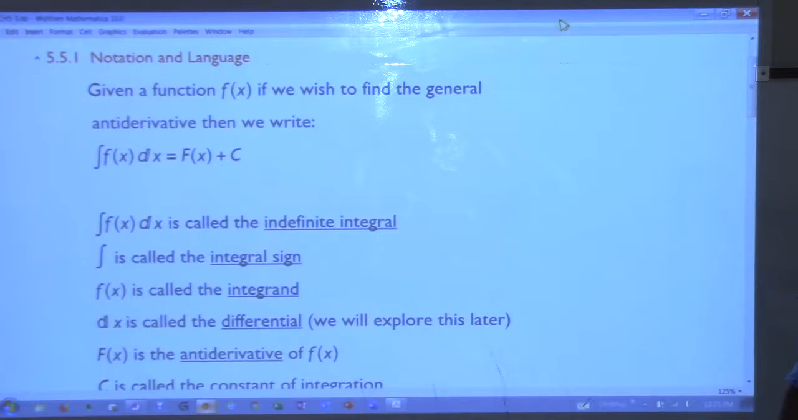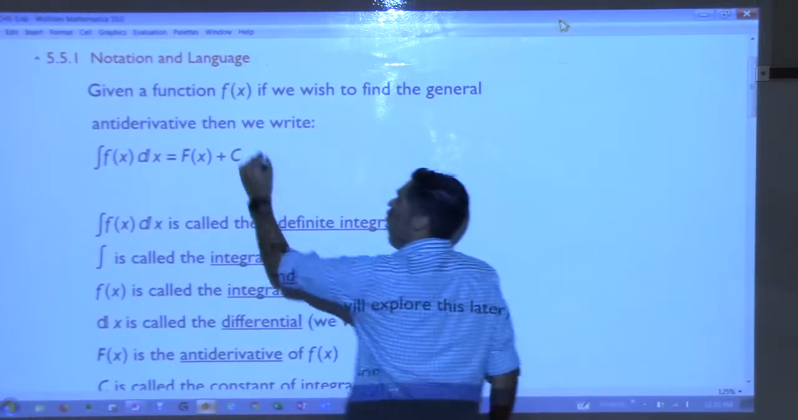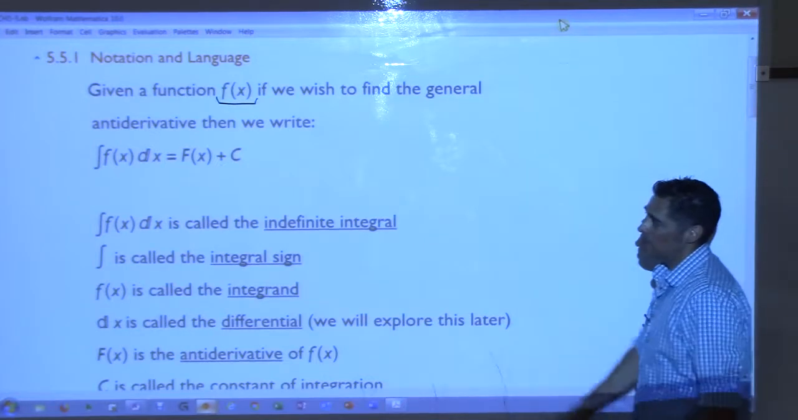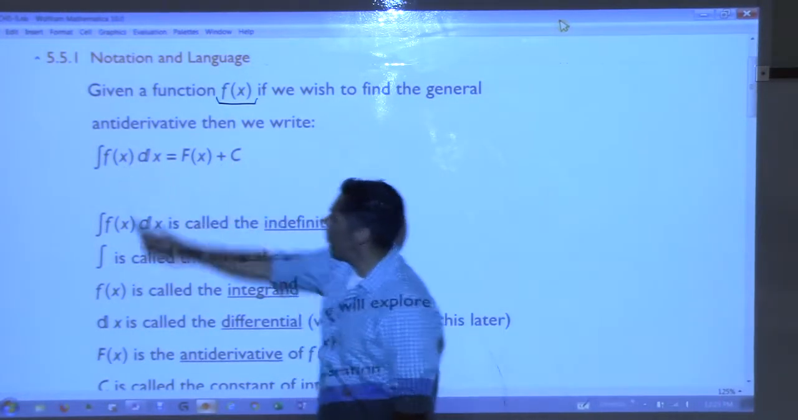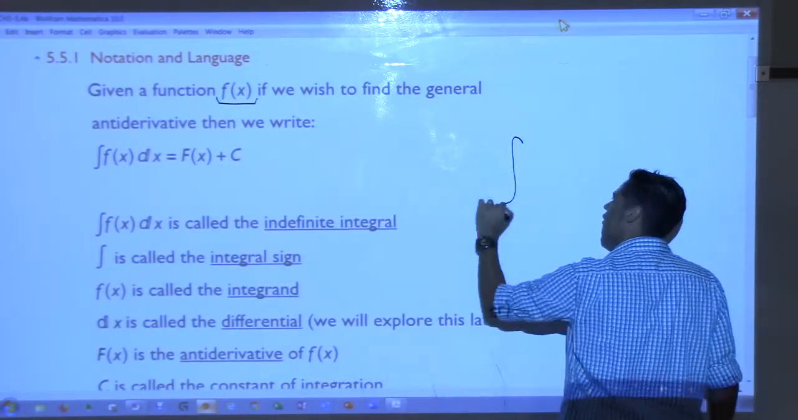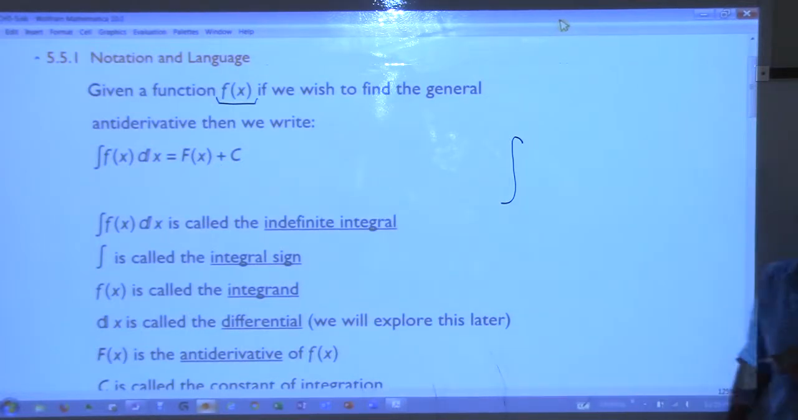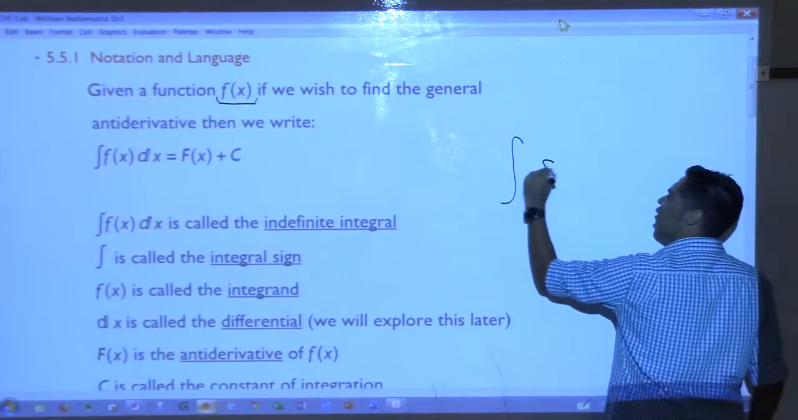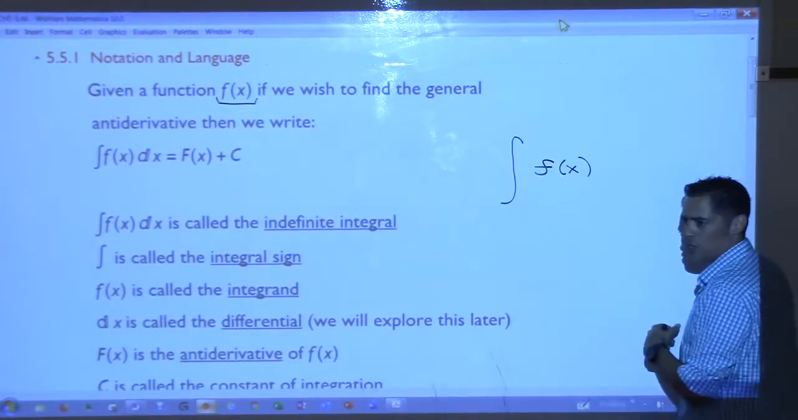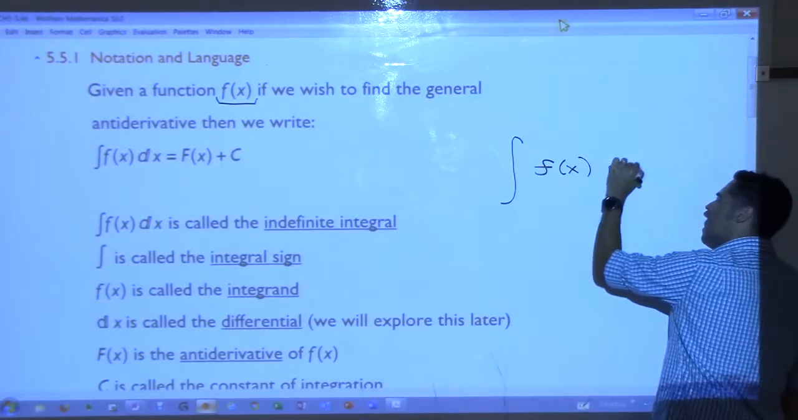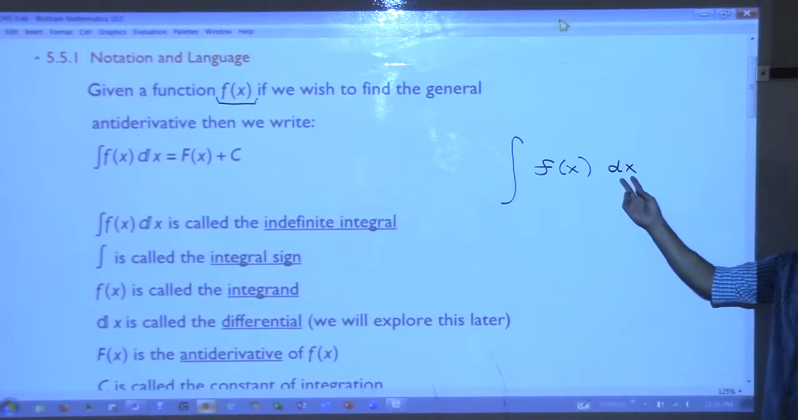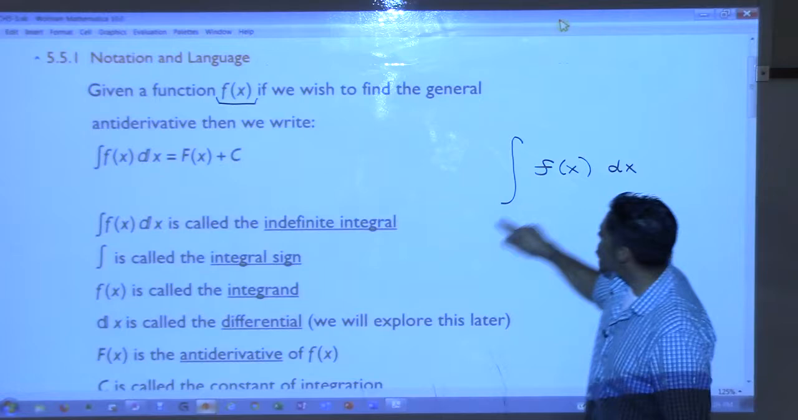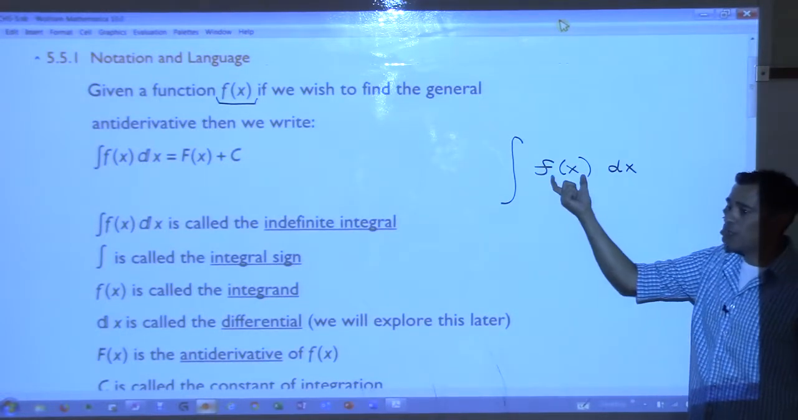All right, so from now on, if I ever want you to find the antiderivative of some function, what I'm going to do is write this right here. I'm going to write this symbol, which is called the integral sign. It's all written down here. Then I'm going to put the function in here like this, whatever the function is. And then at the end, I'm going to tack this thing called dx onto the edge of it. So all of these things have different names. Integral sign, this is called the integrand.